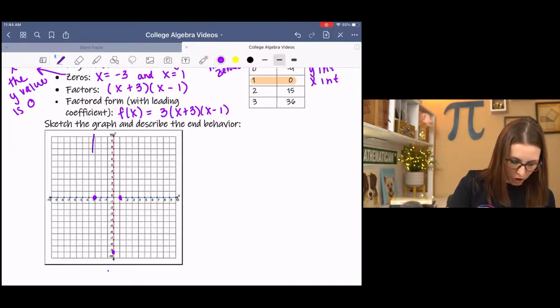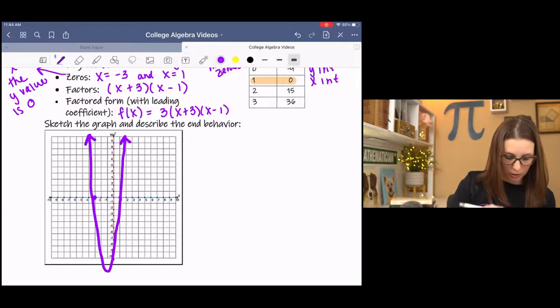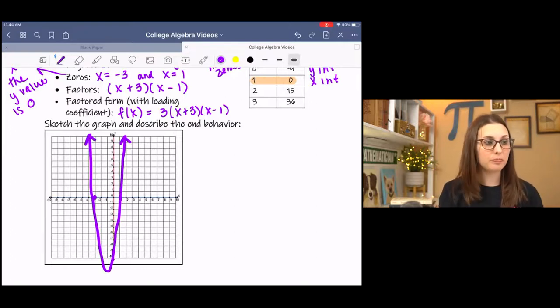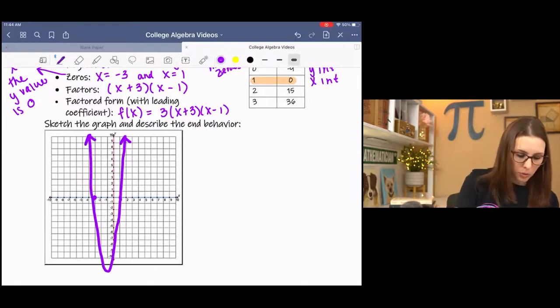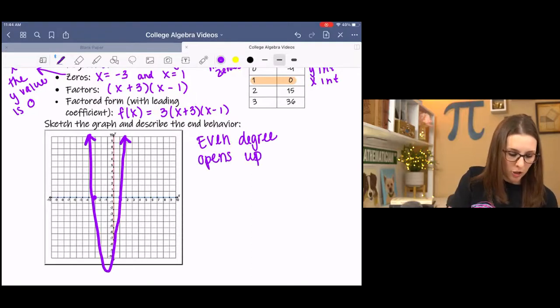So I'm going to sketch it. I'm actually going to use a wider pen because it's easier to graph that way. And it would look like that as a sketch. So this was an even degree, opens up, and that's going to give me information about my end behavior.